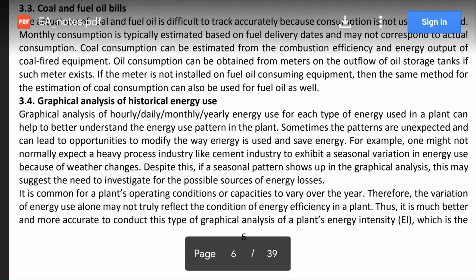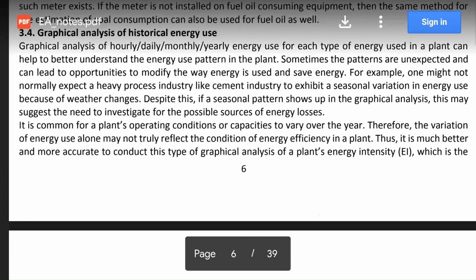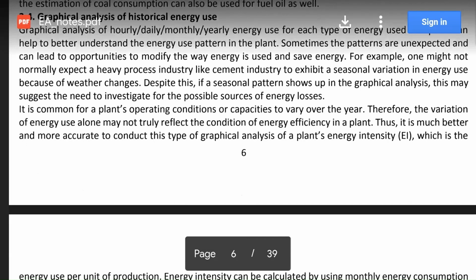Next is the graphical analysis of the historical energy use. When we are talking of graphical analysis, one axis is time and the other is the fuel or energy intensity, or you can say electricity intensity or fuel intensity. This is the number of energy units generated during that set period because of the combustion of that fuel. That can be coal, that can be oil. Similarly, the x-axis can be on an hourly, daily, monthly, or annual basis, and so on.